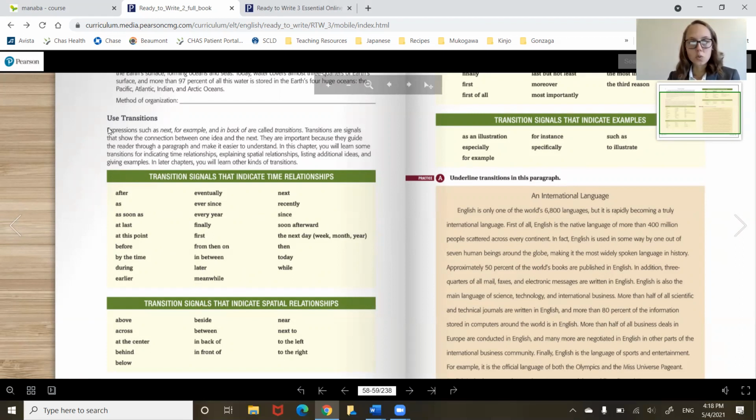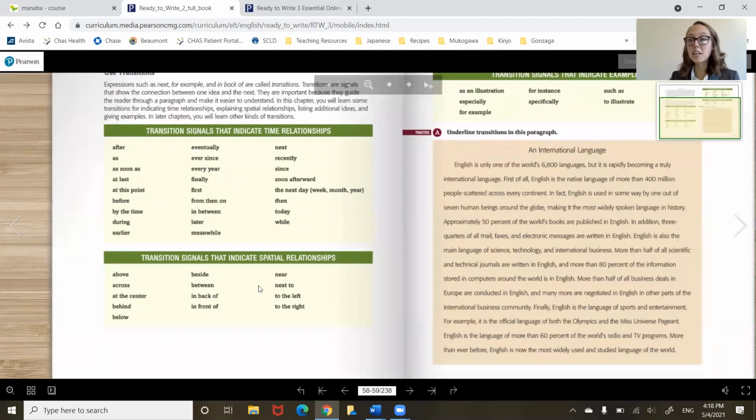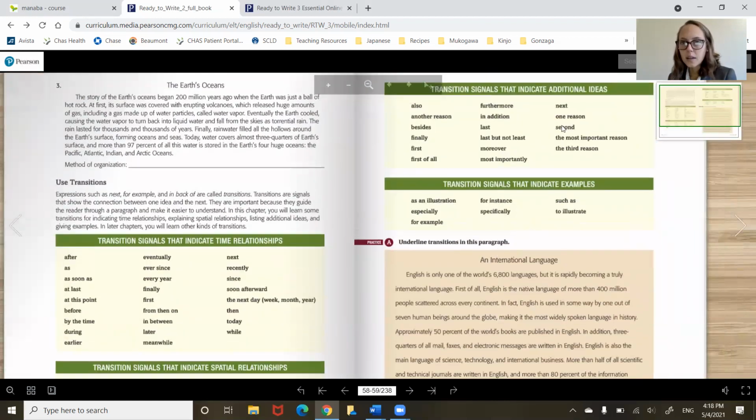So these transition words connect ideas, and there's different types because there's different relationships between ideas. Okay, we have time relationships like after, before, during. We have spatial, so that means physical, right? Like above, across, in the back of. These are also prepositions. And here, additional ideas. So this is where you guys have the first, second, third.